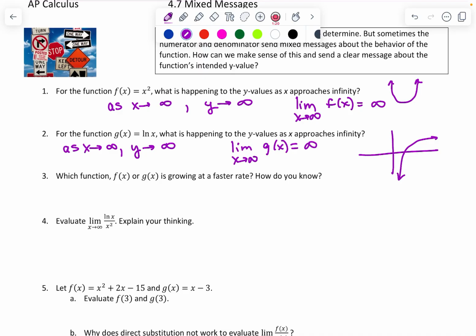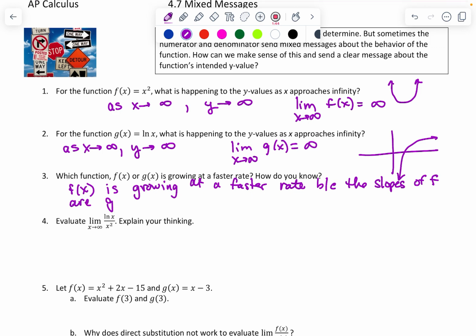So in number 3, which function, f of x or g of x, is growing at a faster rate? Well, I think it's pretty clear. F of x is growing at a faster rate because the slopes of f are getting steeper, whereas the slopes of g are getting flatter.